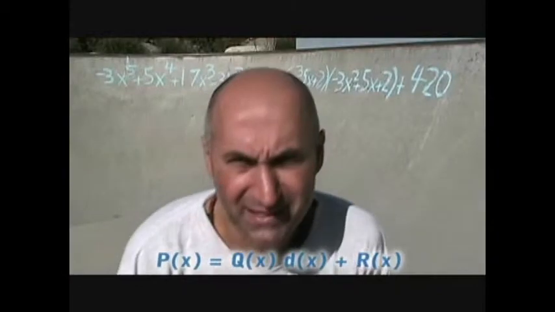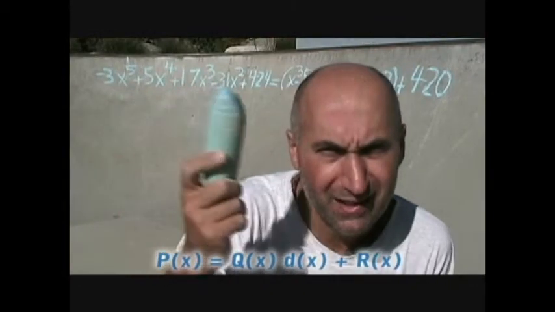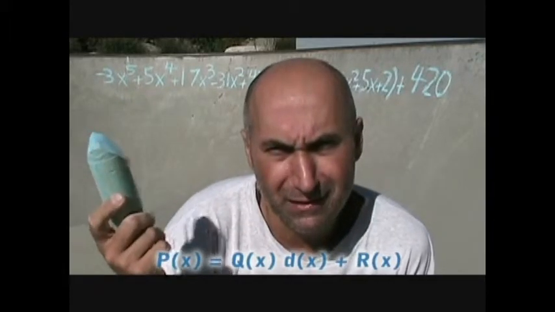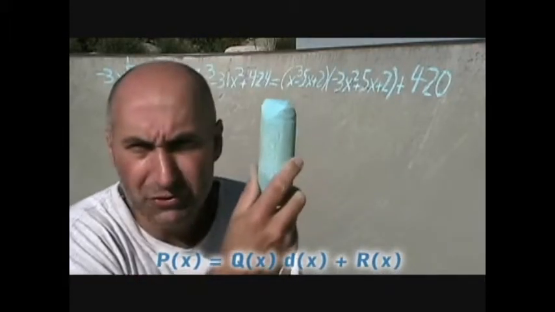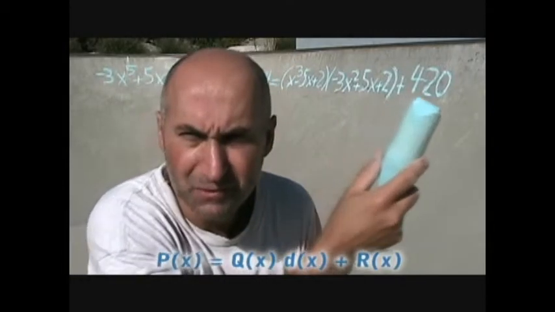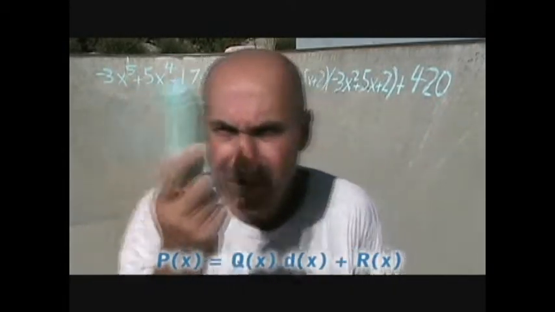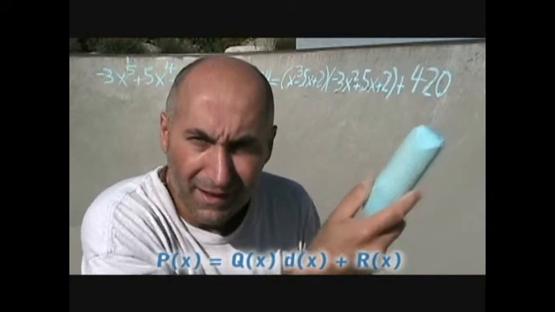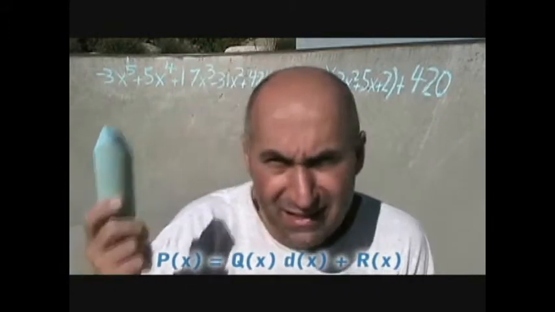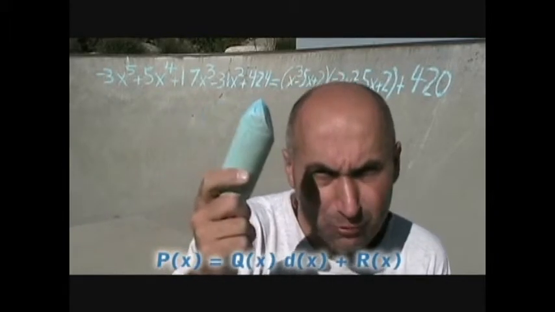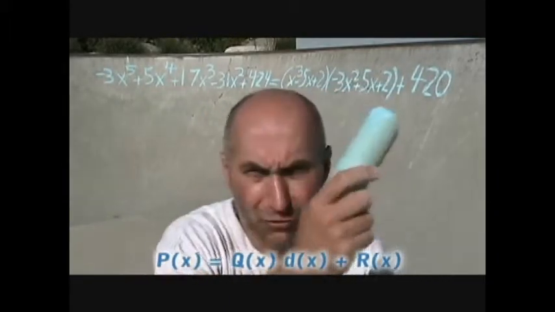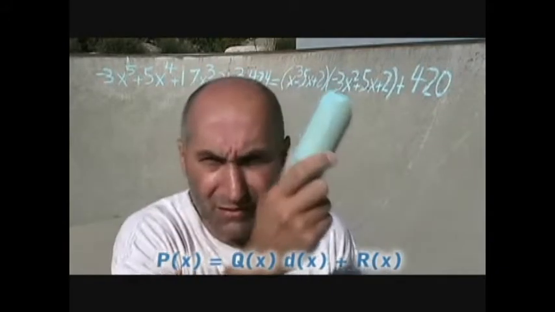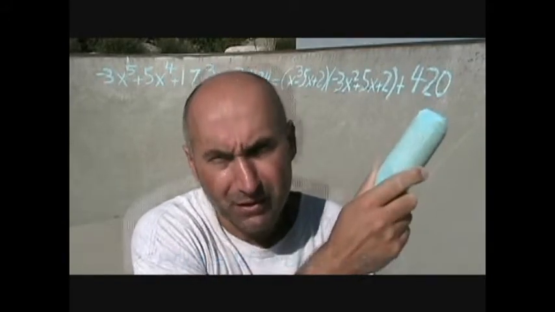So our division statement is our big polynomial, right? Our p of x, what we're calling p of x in division statement, is equal to the quotient times the divisor plus the remainder, right? P of x is equal to q of x times d of x plus r of x, right? Now, what does this mean? It means this polynomial is equal to this polynomial times this polynomial plus 420. This function is equal to this function times this function plus this function.